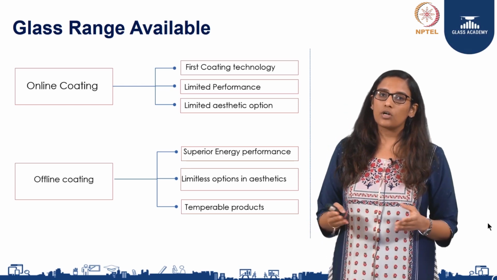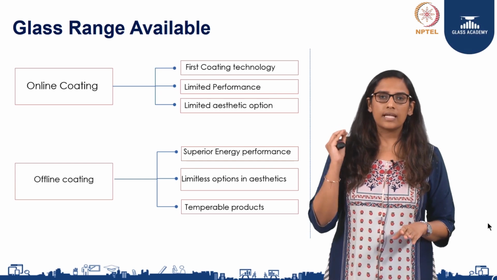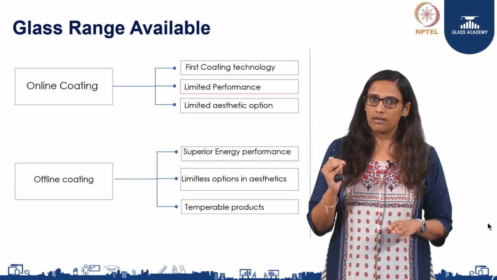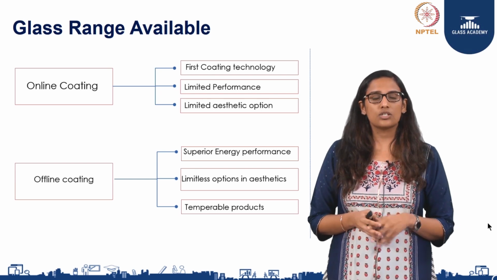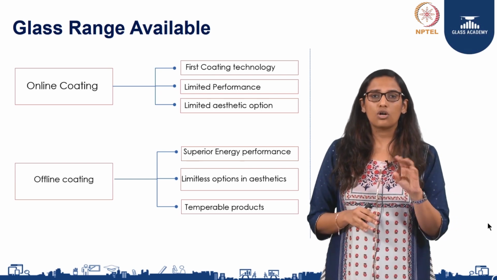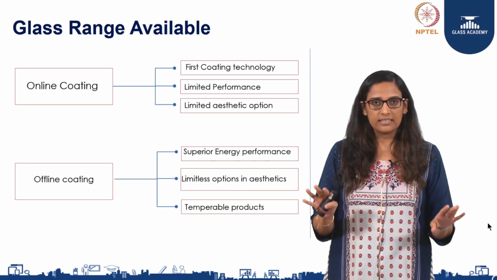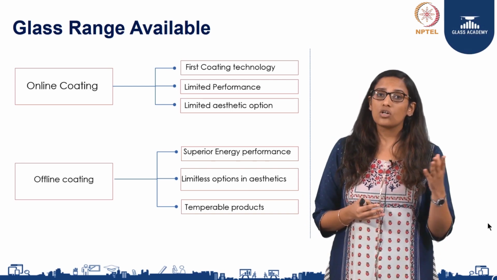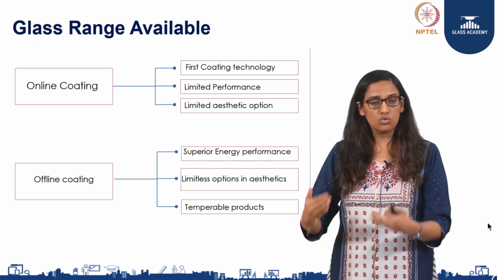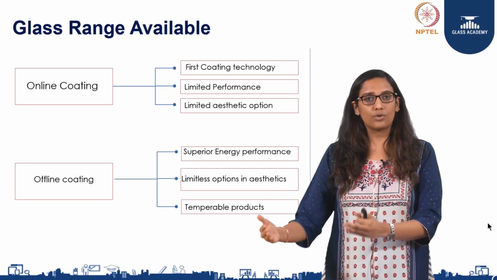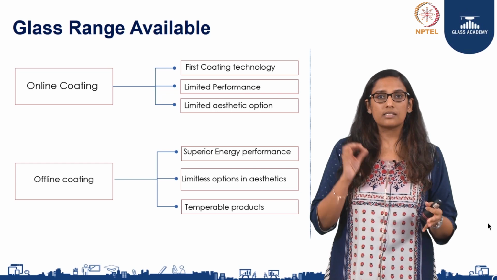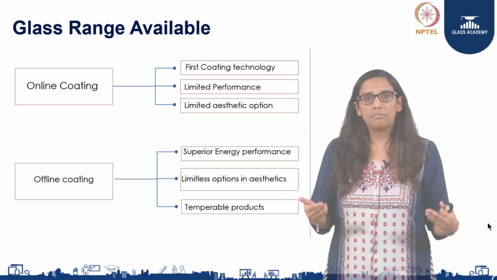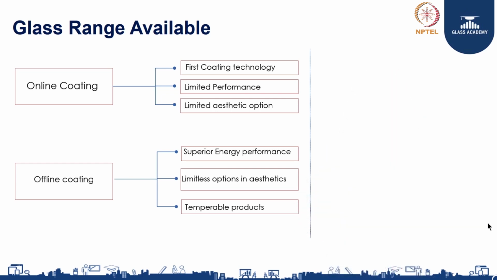The offline coating products can give you superior, and when I say superior, far superior energy performance. It can give you limitless options in aesthetics. You can make a green, a blue, a golden, a rose, anything that you think. And it can also be products that are more suitable for value addition in processing. Do you want your glass to be tempered? Do you want it to be laminated?